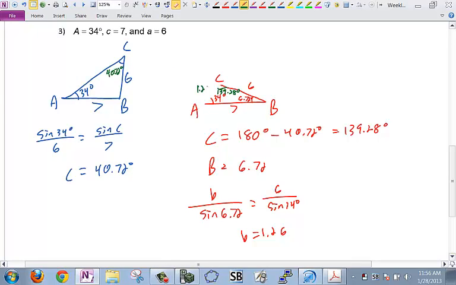So you're fine with us just rounding it to 2 decimals? Yeah, that'd be good enough.